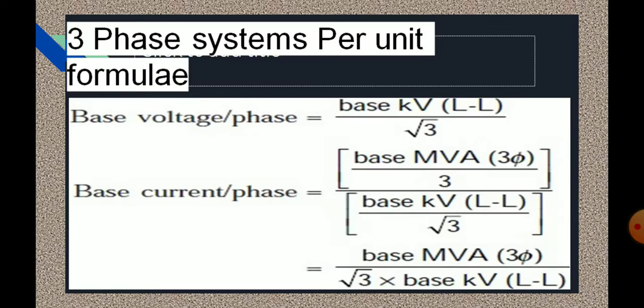So this is the three-phase systems per unit formula. Here the line voltage should be equal to √3 times the phase voltage. That is expressed as base voltage per phase is equal to base kilovolt line to line divided by √3. Second, base current per phase I is equal to P divided by V, and its equivalent formula is base MVA for 3 phase divided by 3, divided by base kilovolt divided by √3. So the final formula: base current is equal to base MVA 3 phase divided by √3 into base kilovolt. This base kilovolt should be the line to line voltage.